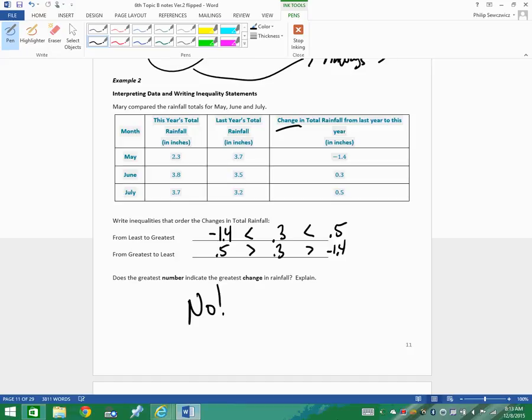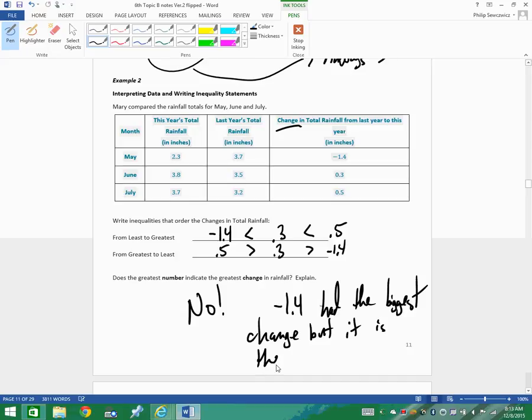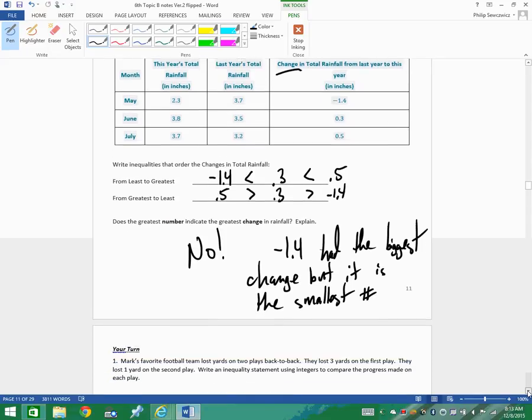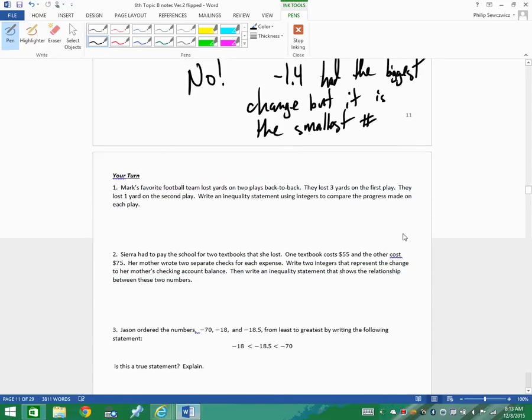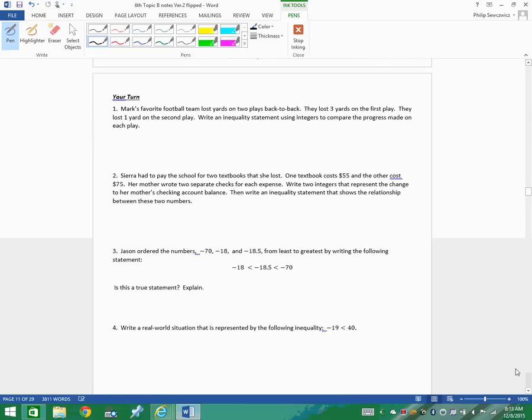So does the greatest number indicate the greatest change in rainfall? Well, which number did have the greatest change? It was the negative 1 and 4/10 that had the biggest change, but it is the smallest number. That's what we've got to watch for. Negative is smaller than a positive, but change isn't always about simply the biggest number. It's about who moved the most. What changed could be a negative amount. It can definitely drop.